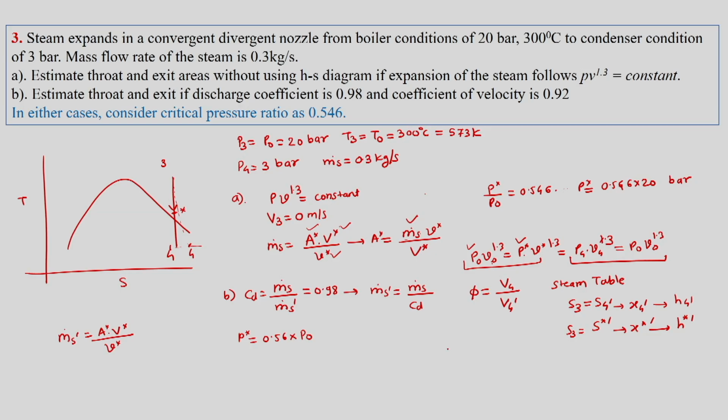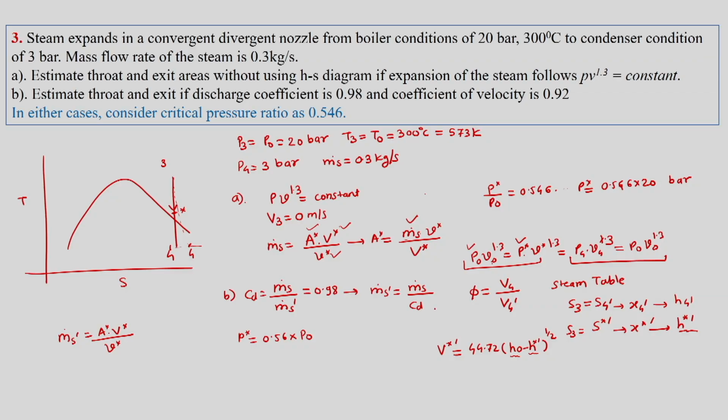Then knowing this we can use the formula V star dash is equal to 44.72 square root of H naught minus H star dash. This H star dash is known to us, we put it here, H naught is known to us, we put it here, and then we know V star dash.